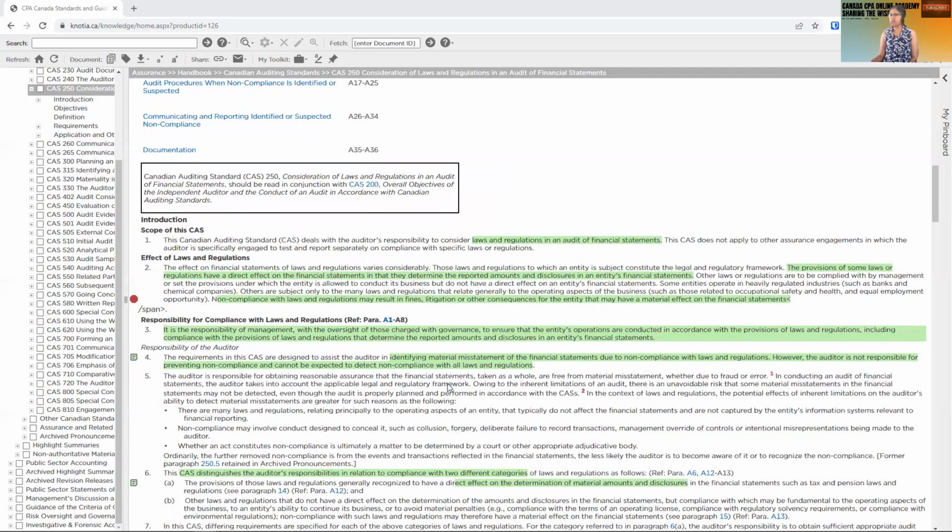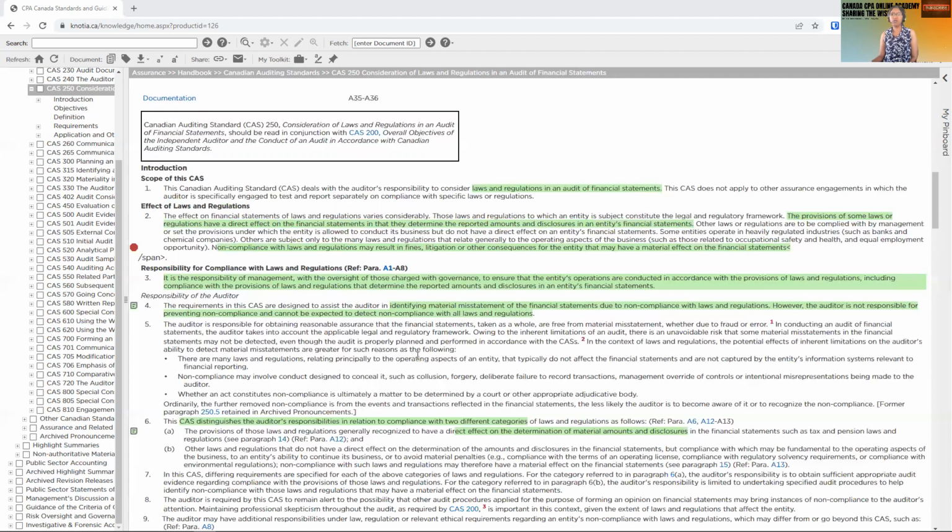So let's start. First, we start with the scope of the CAS. The scope of the CAS is the auditor's responsibility to consider laws and regulations in an audit of financial statements. Now, what are those laws and regulations? Depending on the structure of the company, it could be very important. First step is which financial framework applies. Is it ASPE? Is it IFRS? Is it an international company? Does US GAAP apply? What are the consolidation rules? If it's a listed company, what are the additional requirements? All this comes under the purview of laws and regulations.